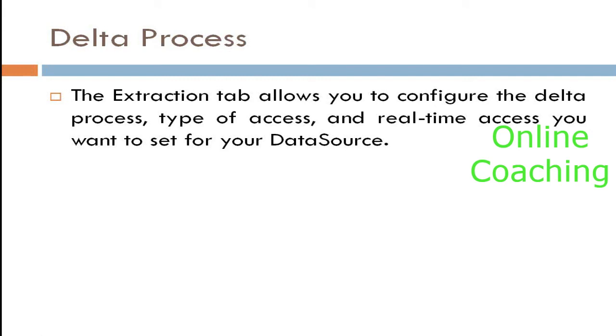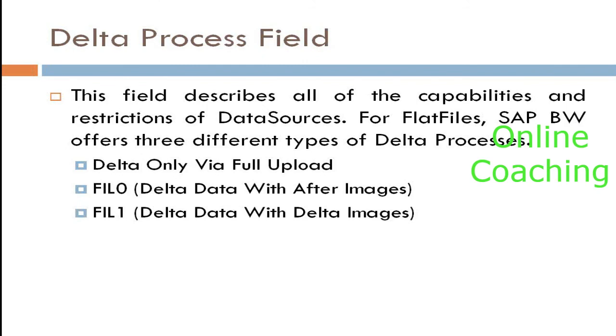And real-time access you want to set for your data source. So you need to make sure that you set up this delta at the data source level. We have delta process fields in the data source. This field describes all of the capabilities and restrictions of the data in your data sources.